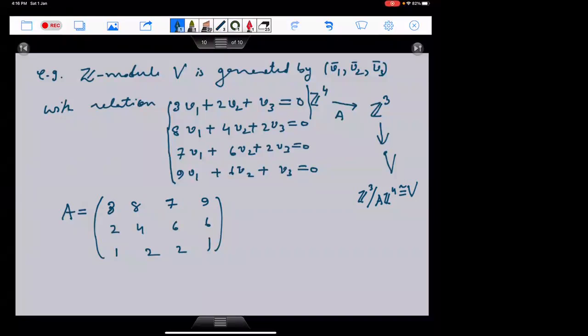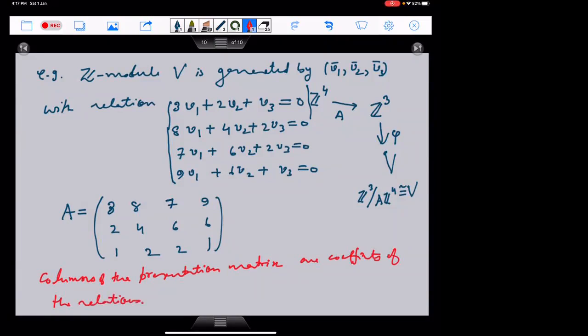But if we simply do what we did in linear algebra, the same thing we are doing. But then the matrix will be transposed, right, of what you have written. So you see, Z4 is not the kernel. A Z4 is the kernel of whatever map you have here. Okay. Yes, sir. Okay, so we just have to remember that the columns of the presentation matrix, and normally we don't do presentation matrices in linear algebra, are coefficients of the relations. So relations are linear relations.